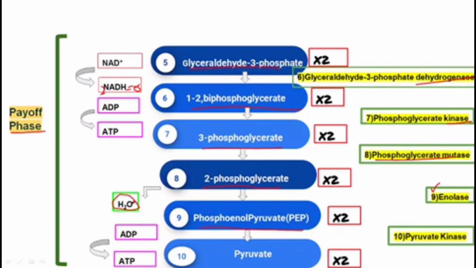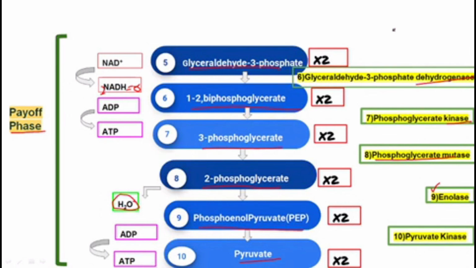In the last step, which is our final product of glycolysis, phosphoenol pyruvate is converted into pyruvate with the help of the enzyme pyruvate kinase. Here also we are using a kinase, and here also we are getting the energy in the form of ATP.